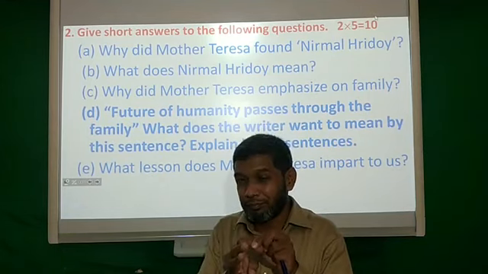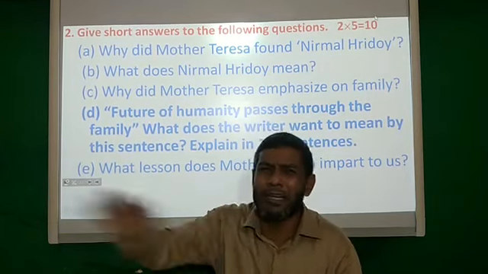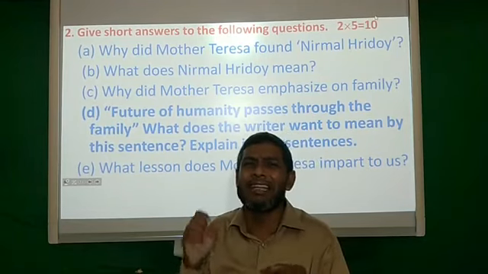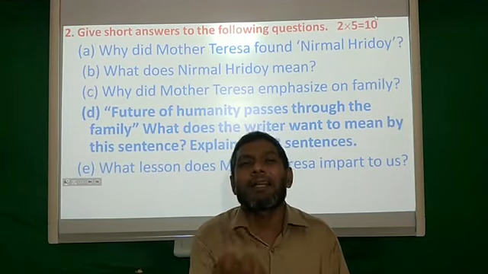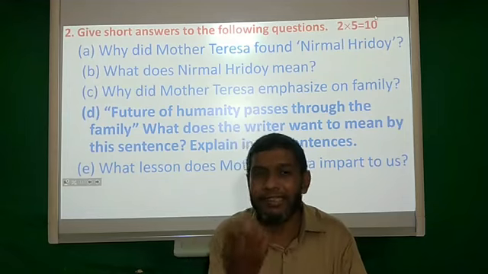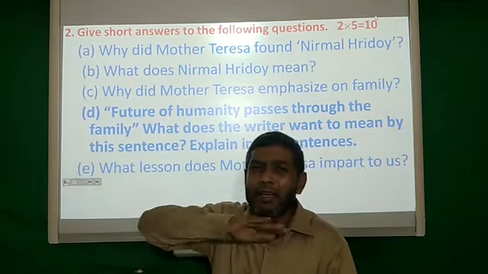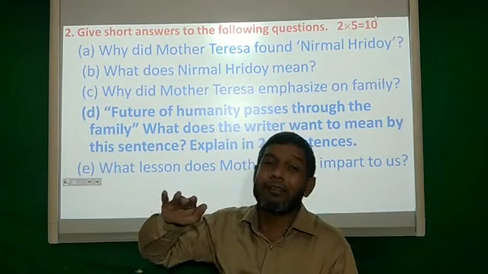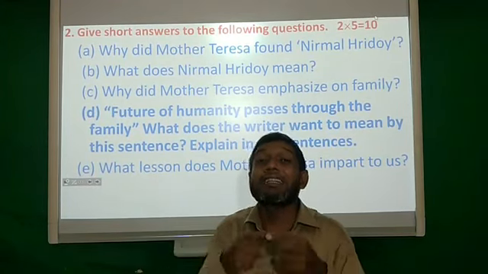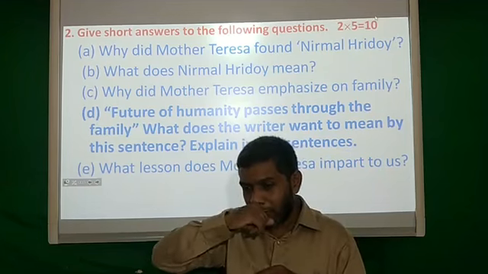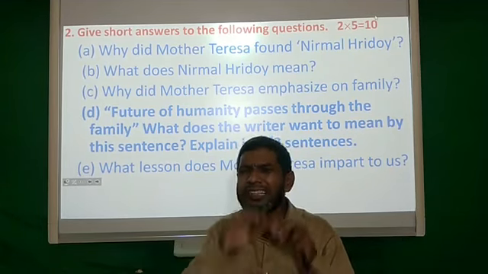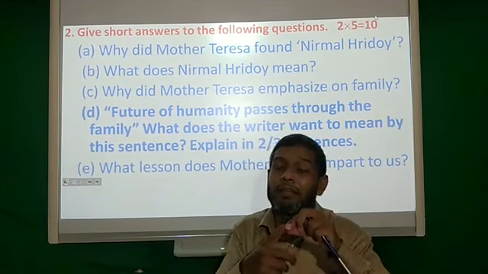Skimming means we read a passage quickly, just to get a pretty idea of what the passage is about. I am reading the passage very quickly, running through it. This type of reading is called skimming.